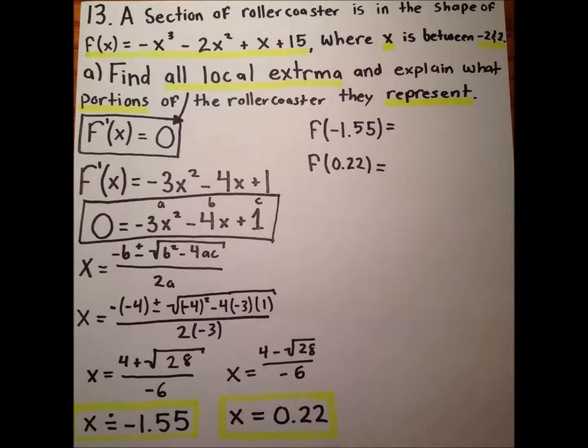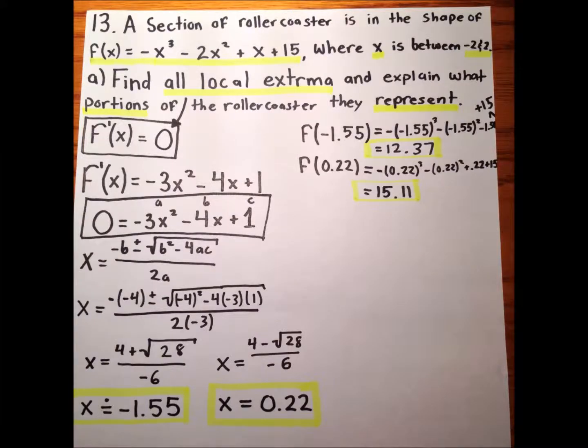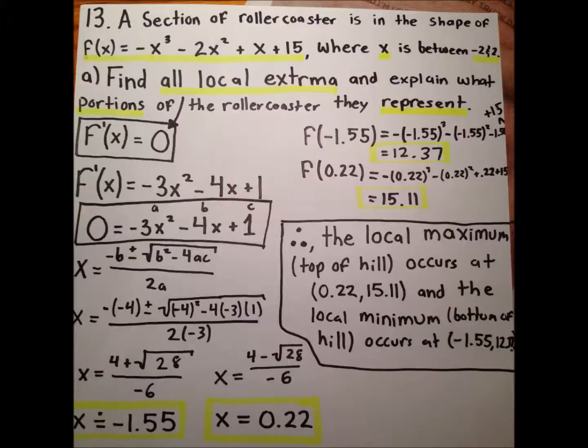Now we need to find the y values that correspond with these x values. In order to do that, we need to plug these x values back into the original equation. So once we do that, we're left with two answers. One larger than the other. This will be the maximum. The other smaller one will be the local minimum.